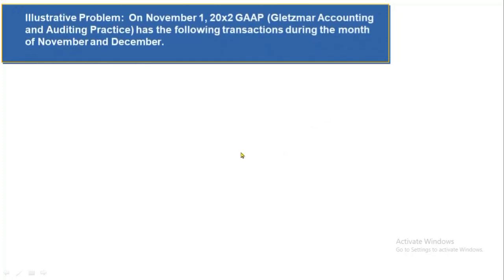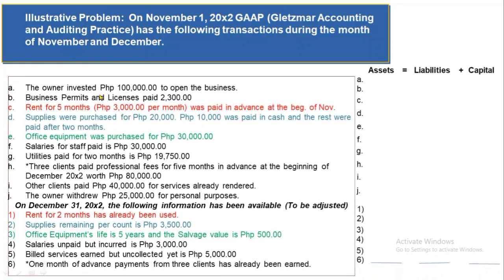So here we are in the last portion of our video lecture. So let's go to the comprehensive illustration. On November 1, 20X2, GAAP or Gletzmar Accounting and Auditing Practice has the following transactions during the months of November and December. Here are the transactions for the past 2 months. So in here, we have transactions A to J and adjusting transactions 1 to 6. So our job is to know their effects on the accounting equation: assets equals liabilities plus capital.